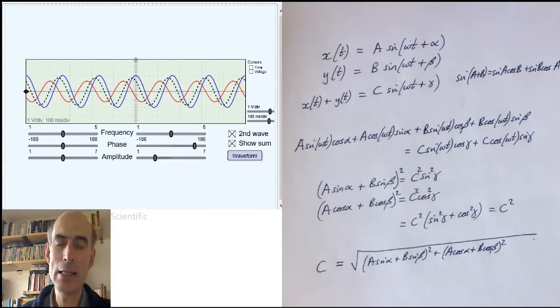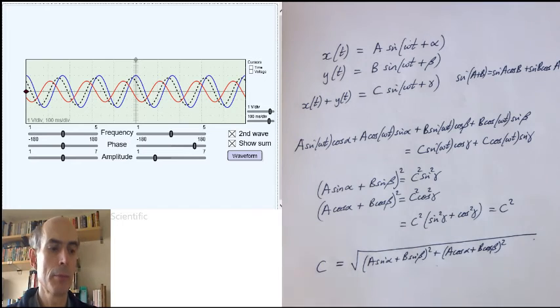Not a particularly easy to remember formula, but that is the result that you get. As I say, don't worry too much. There is a much easier way to do this coming up after you've learnt about complex numbers.